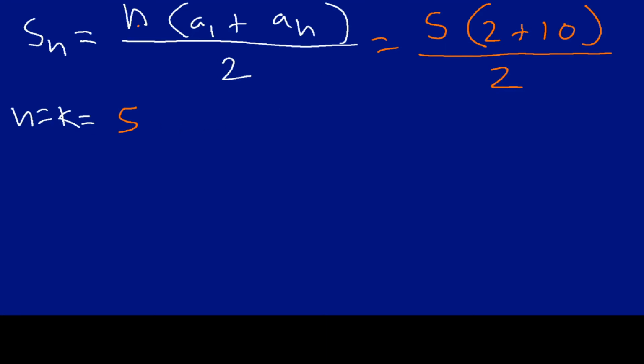So I think this is just basic math at this point, not a whole lot to talk about. 2 plus 10 is 12. 12 times 5 is 60. So we're going to have 60 over 2, or you can say we're going to have 30, which is the exact same answer that we just got.